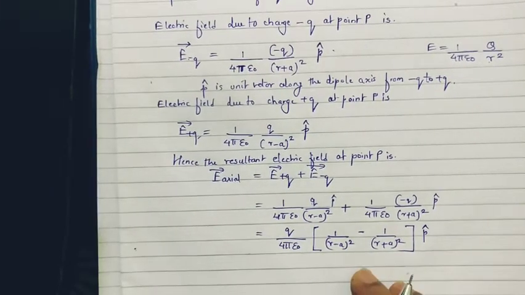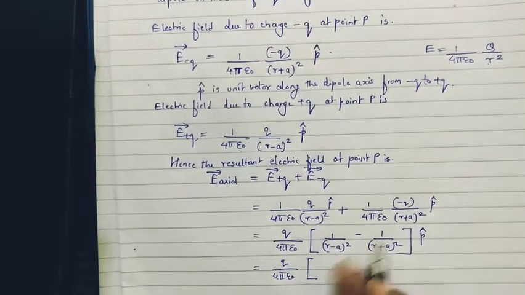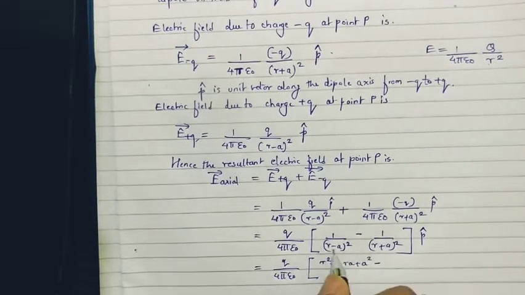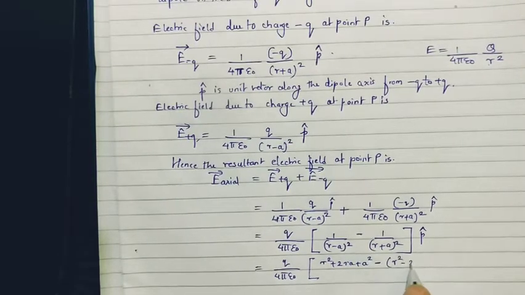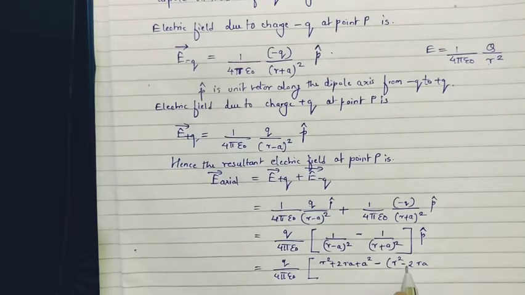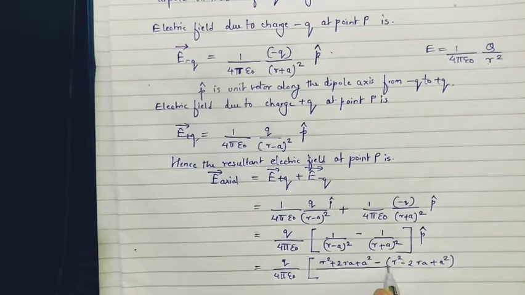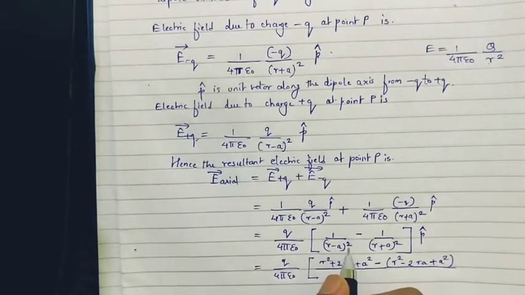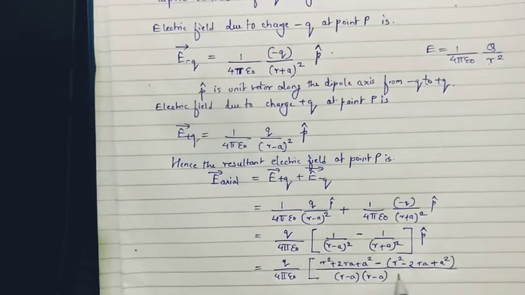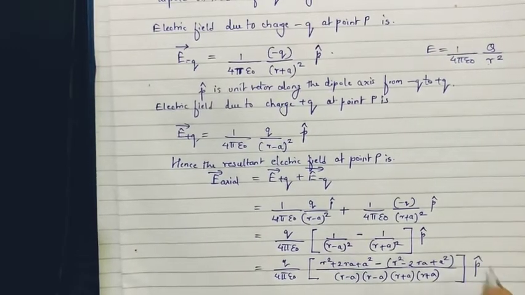So basically this term will go on top as (r plus a) the whole square. So it's going to be r square plus 2ra plus a square, minus this term, which is going to go on the other side. So r square minus 2ra plus a square. I'm applying (a plus b) the whole square and (a minus b) the whole square. And down, (r minus a) the whole square is nothing but (r minus a) multiplied by (r minus a), and this is nothing but (r plus a) multiplied by (r plus a). Correct? So this is going to be p cap.